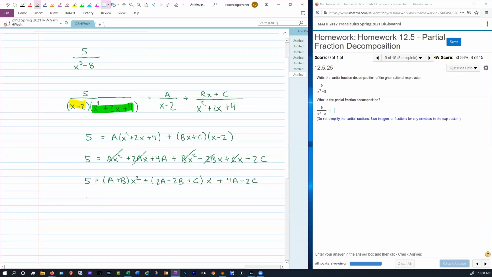All right, so here we go. We've got the number in front of x squared has to be 0. So A plus B has to be 0.